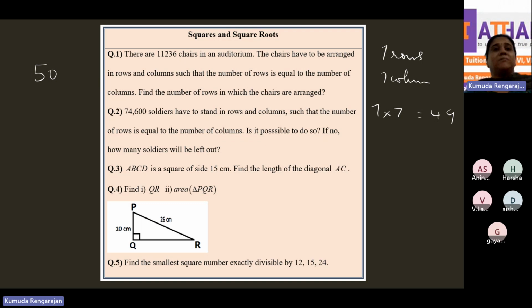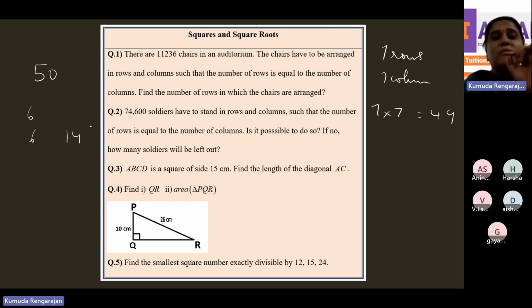So using 50 chairs, you cannot make a square actually. So you can arrange the chairs in 7 rows and 7 columns, but 1 chair will be left out. So this is the maximum number of rows and columns in which the chairs can be arranged. See, you can also make 6 rows and 6 columns. In that case, 14 chairs will be left out.